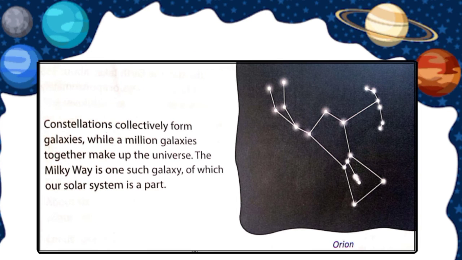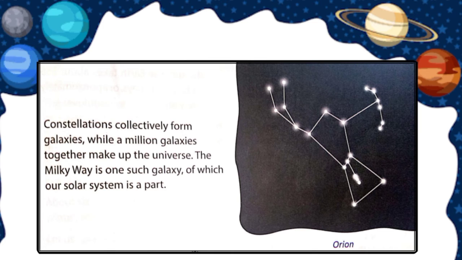So, a constellation is a group of visible stars that form a pattern when viewed from Earth, and the pattern they form may take the shape of an animal, a mythological creature, a man, a woman, or an inanimate object such as a microscope, compass, or a crown.